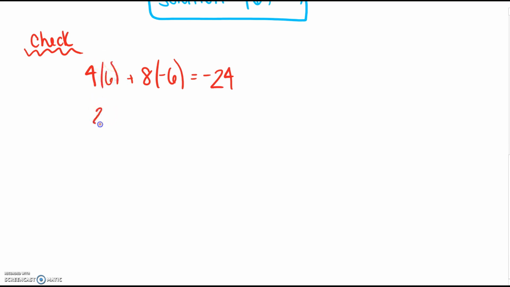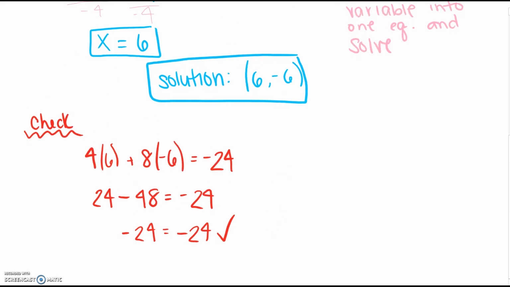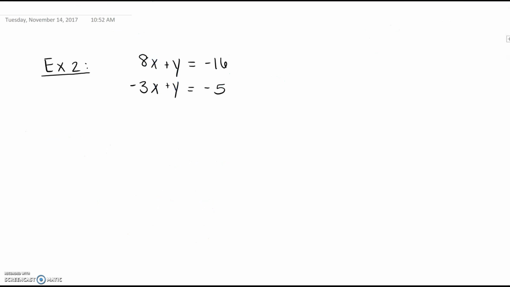So 4 times 6 is 24, 8 times negative 6 is negative 48. And then 24 minus 48 is negative 24. And negative 24 equals negative 24. So we checked and we're right. So our solution is definitely 6, negative 6.